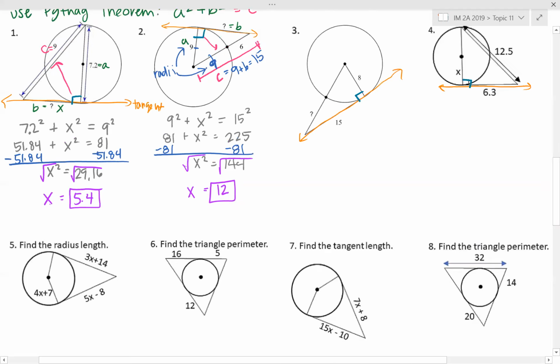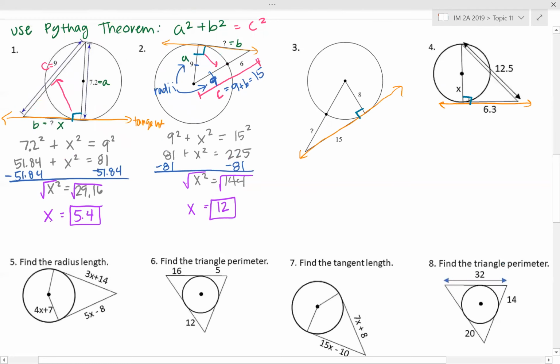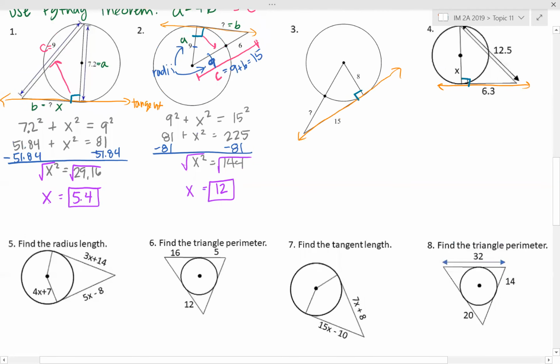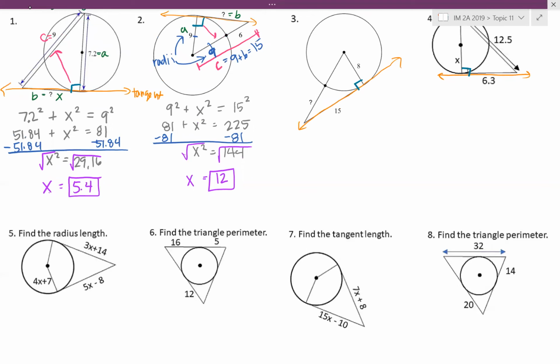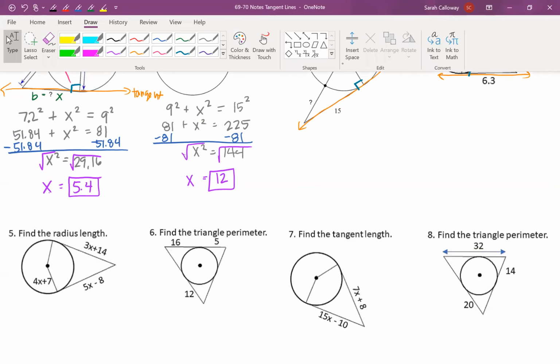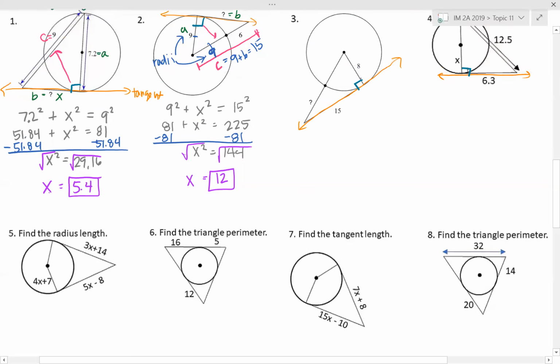Okay, so then for number 3, it's very similar to what happened with number 2, where I am missing a piece of one of the sides. So I know that the radius is 8 on this circle. So that means that this missing piece is also 8. So what's different about this one is that I don't know the actual length of the other piece. That's what I'm looking for.